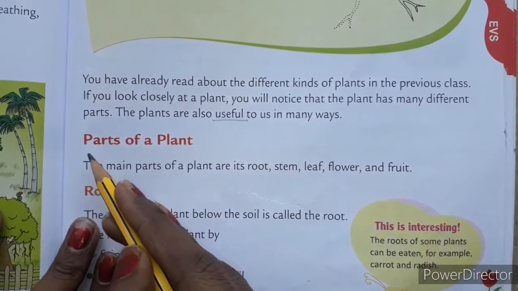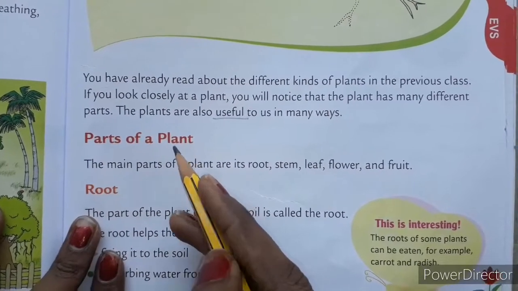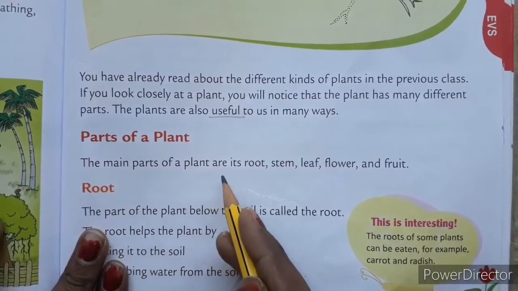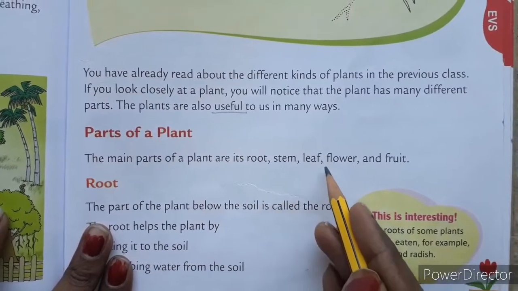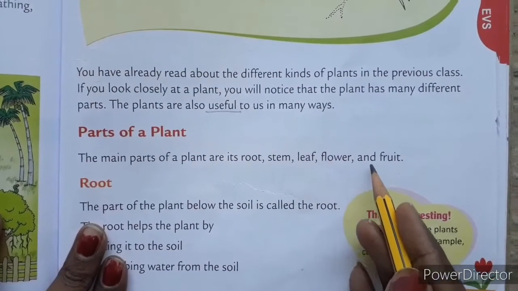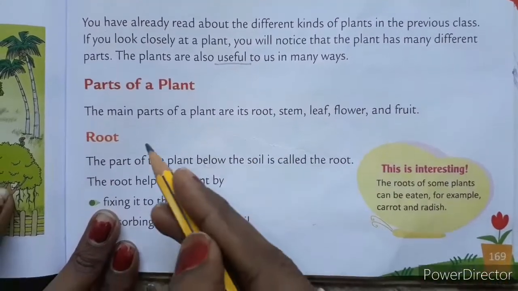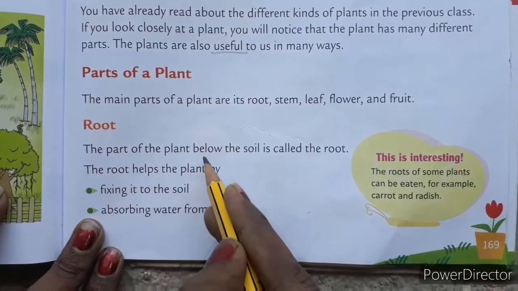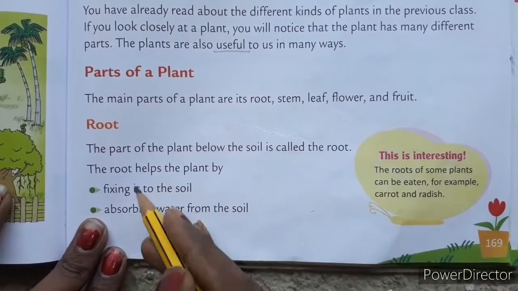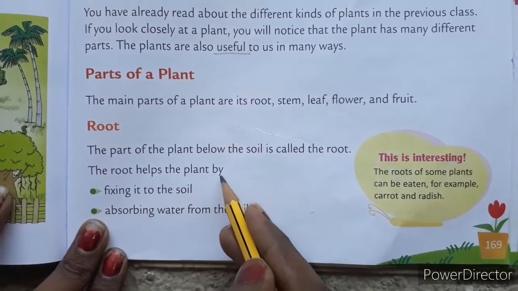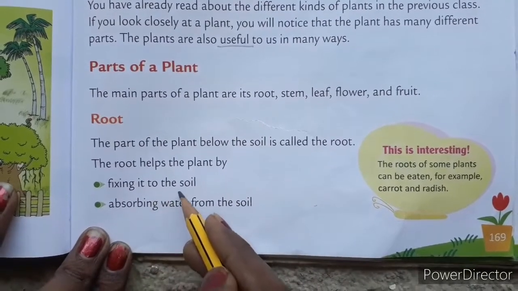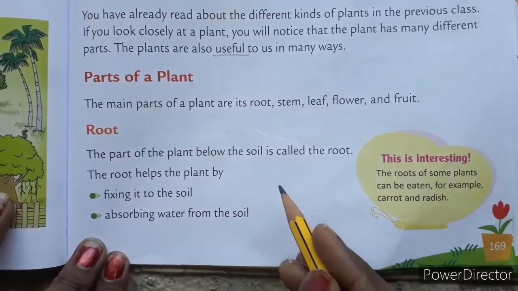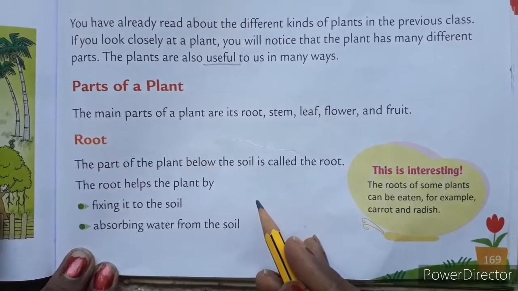Now I will explain about parts of a plant. The main parts of a plant are its root, stem, leaf, flower and fruit. First, root. The part of the plant below the soil is called the root. The root helps the plant by fixing it to the soil and absorbing water from the soil. These are the main uses of roots.